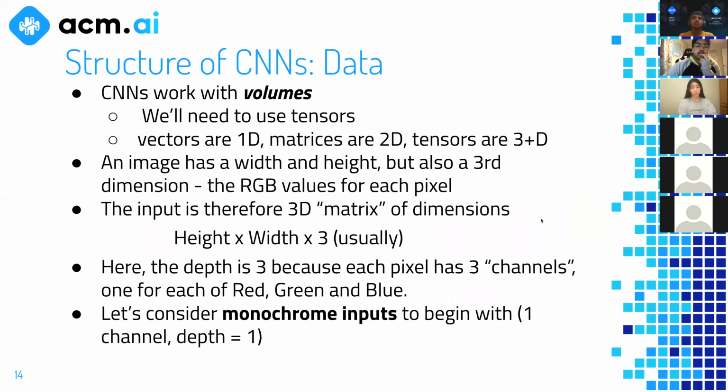And so CNNs don't work in this exact same environment of vectors and matrices times vectors equals an output vector. CNNs work with these things called volumes. You can think of this as a tensor in its way, a three-dimensional matrix. In general, we'll be using three-dimensional things, but more dimensions can also come into play.